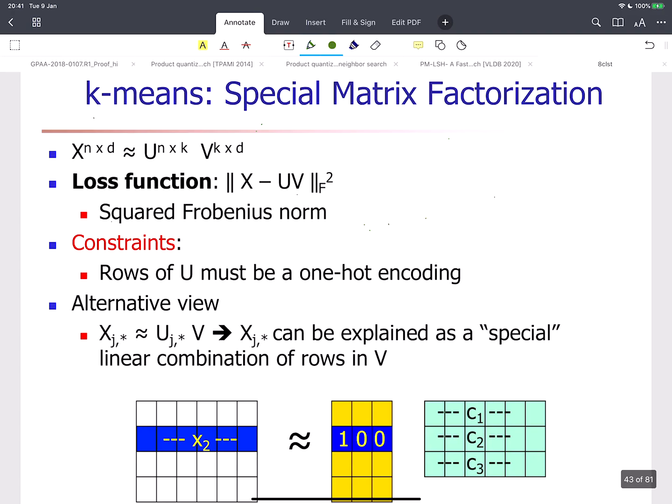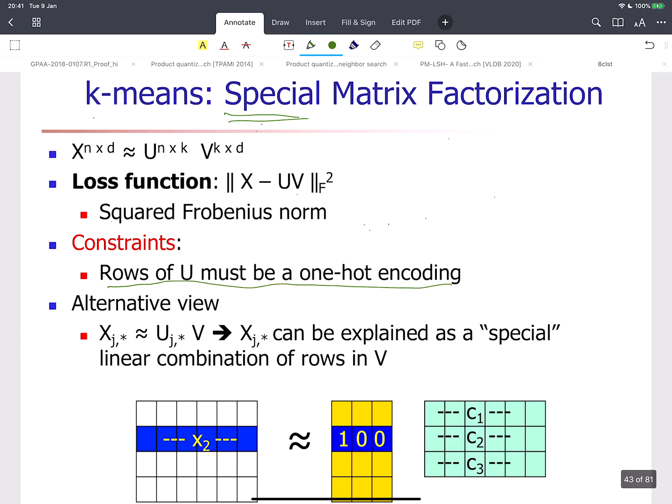Okay, so now it's a special kind of matrix factorization, because actually there are other different kinds of constraints, and they lead to factorization results with different kinds of properties. One of the things here is that our constraint in k-means is actually very special, in the sense that the rows of U must be one-hot encoding.